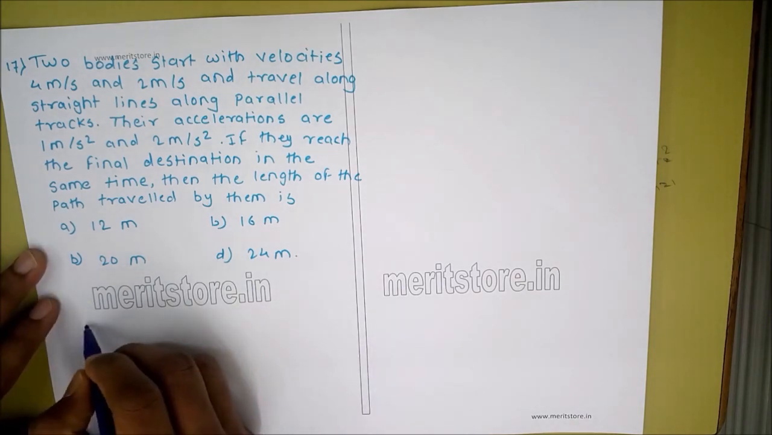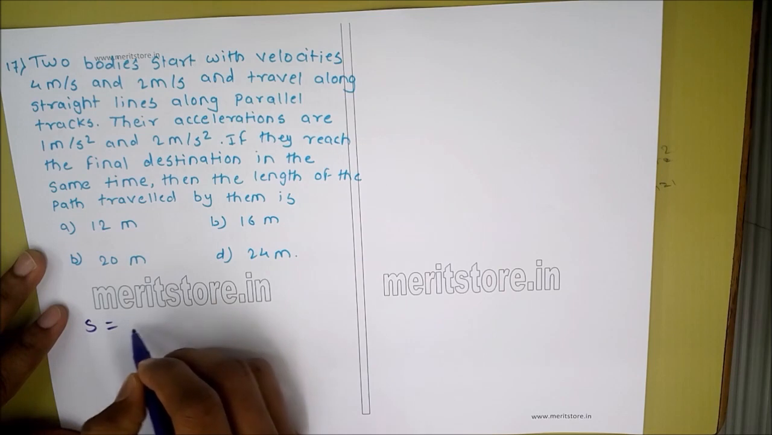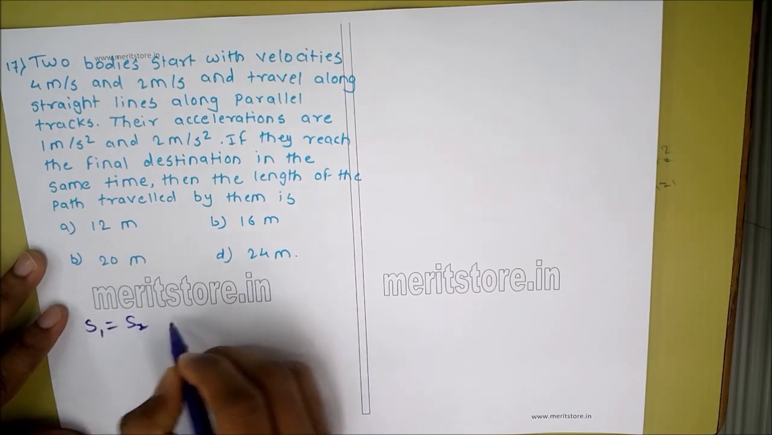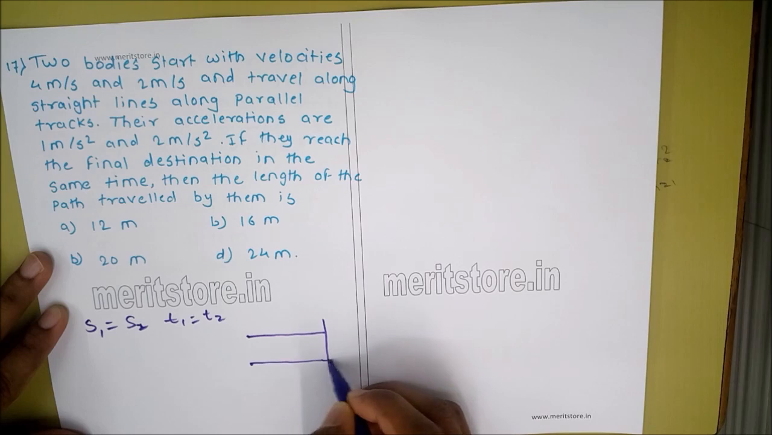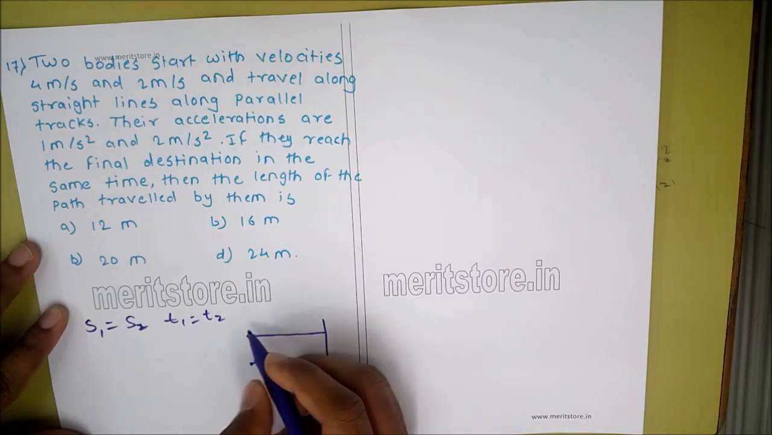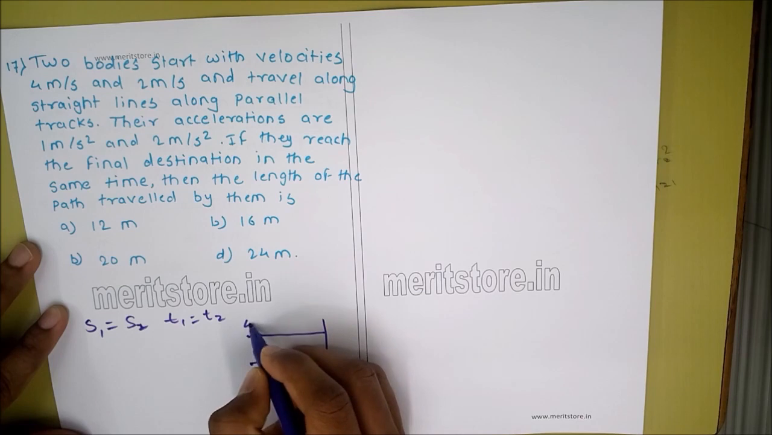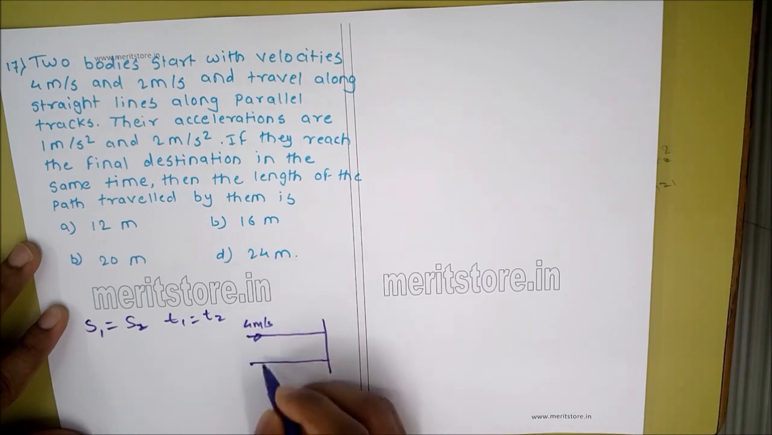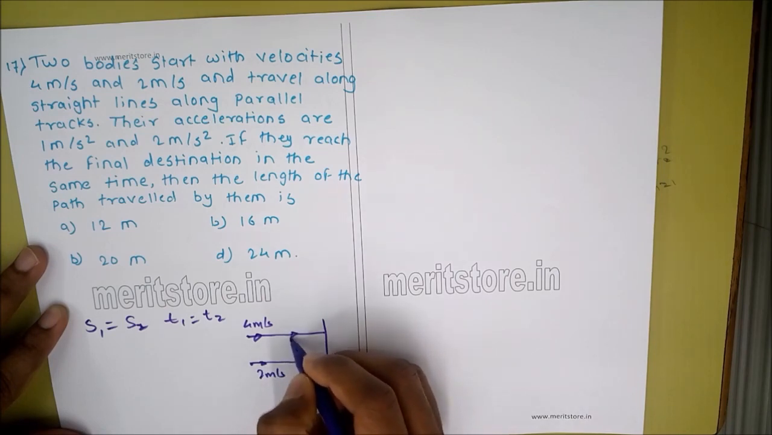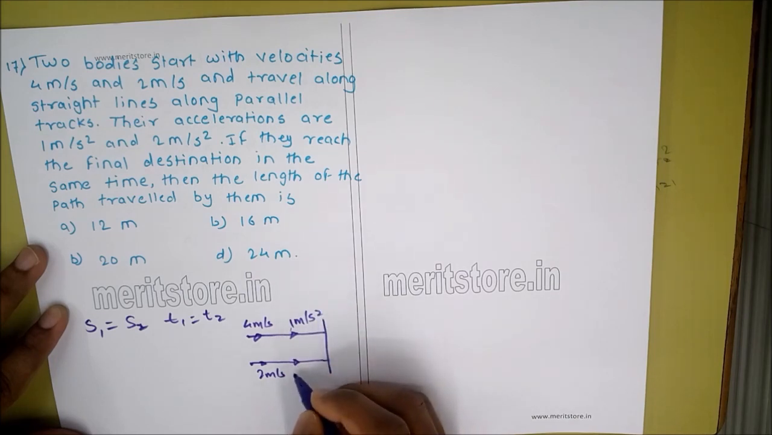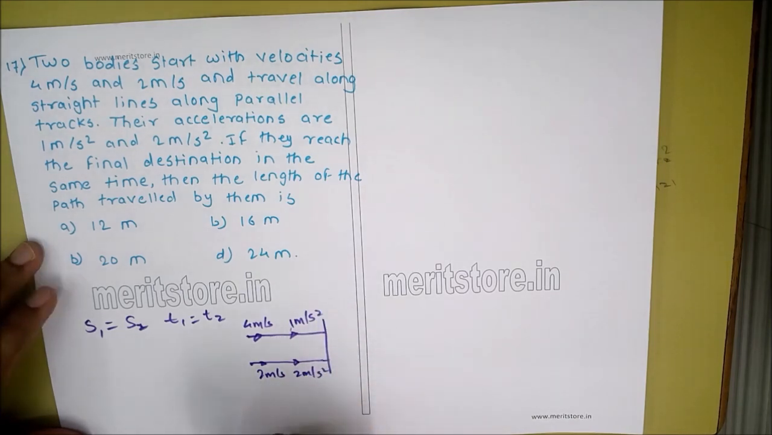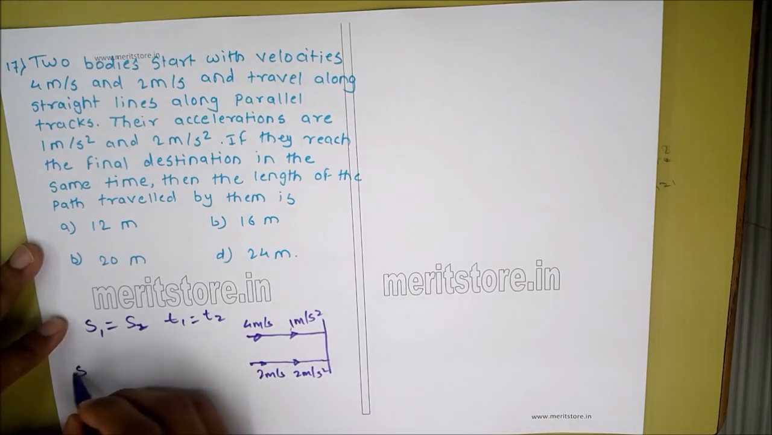Now for both the bodies, the path traveled S1 is equal to S2 and the time taken T1 also equals T2. So both bodies start and reach the same point, but the variation here is that the first body has 4 meters per second as the initial speed, whereas the second body has 2 meters per second, and the acceleration in the first is 1 meter per second square, whereas acceleration in the second body is 2 meters per second square. So that's the difference.